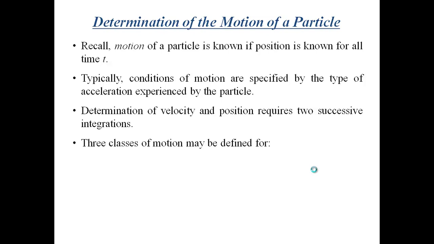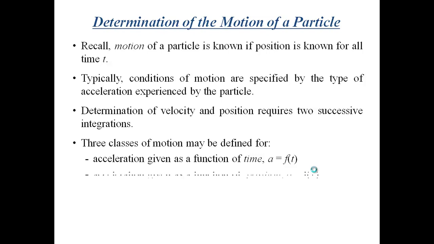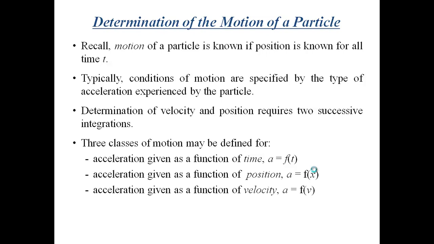So now we will consider three common classes of motion. The first one is acceleration given as a function of time, that is a is equal to f of t. The second one is acceleration given as a function of position, that is a is equal to f of x. And the third one is acceleration given as a function of velocity, a is equal to f of v. So one by one we will see.